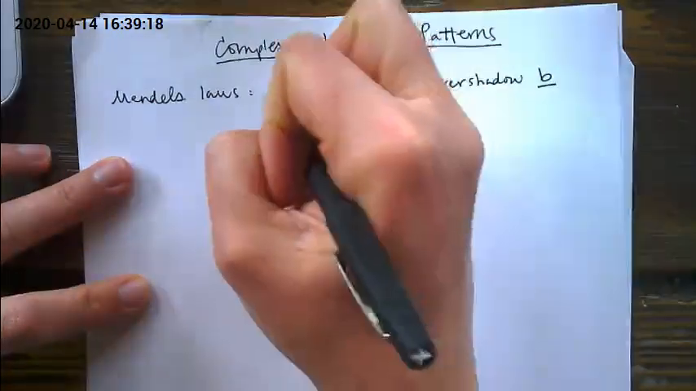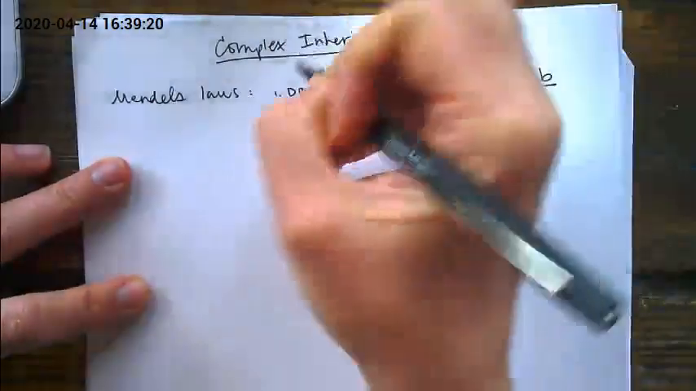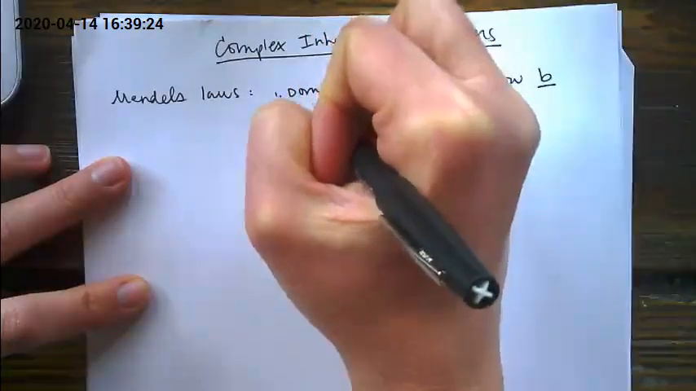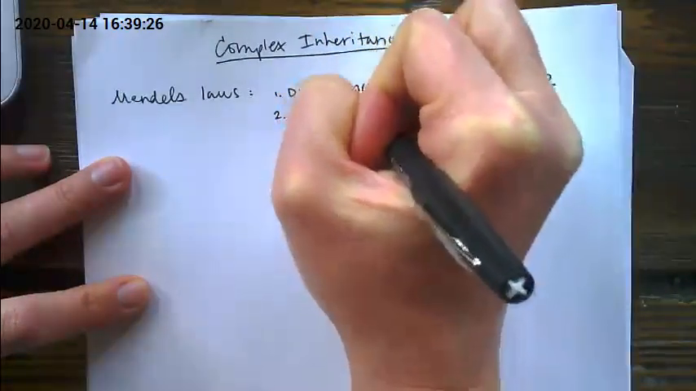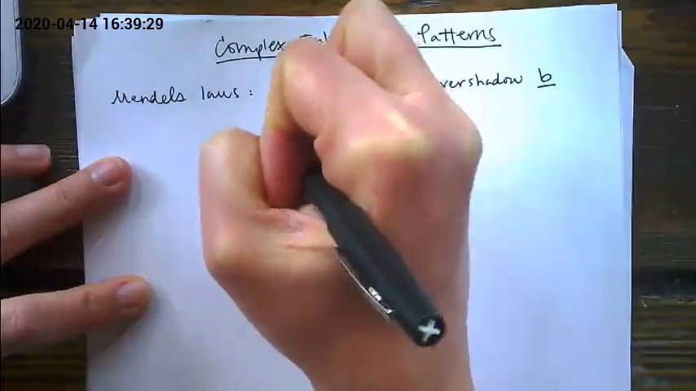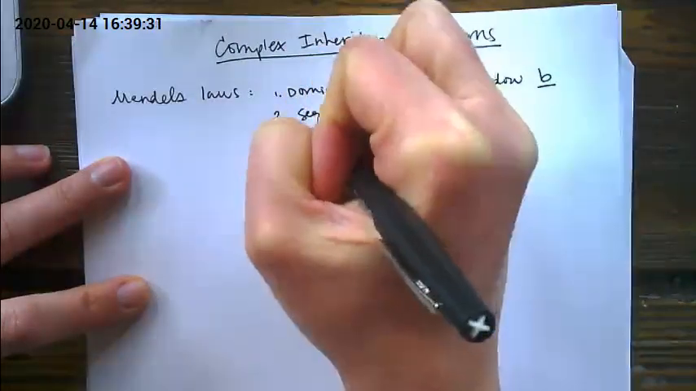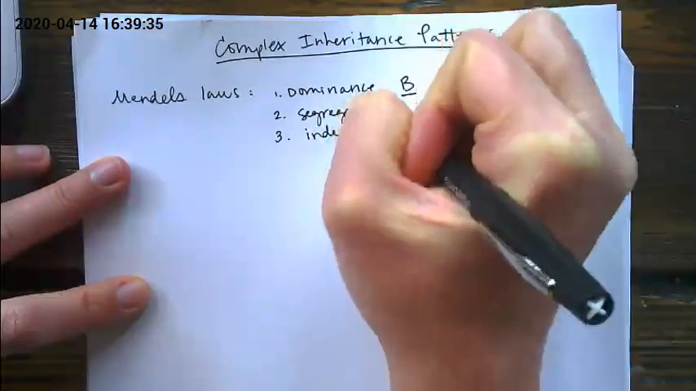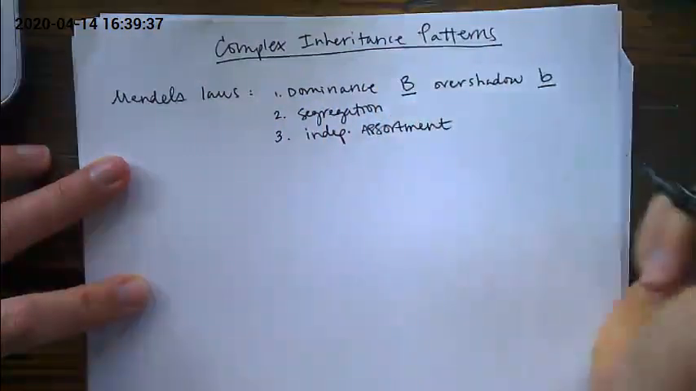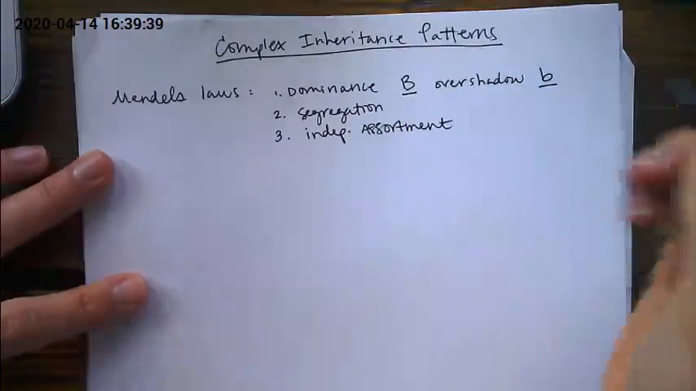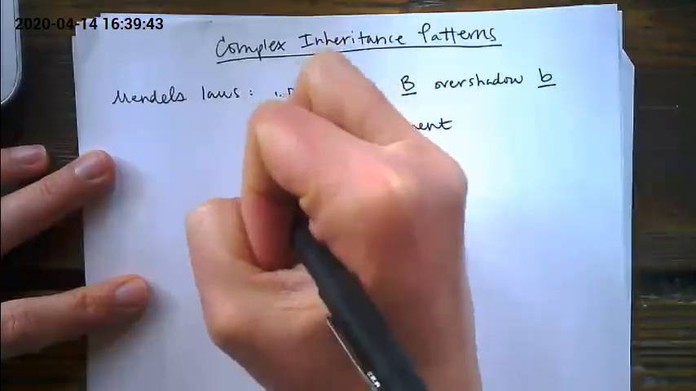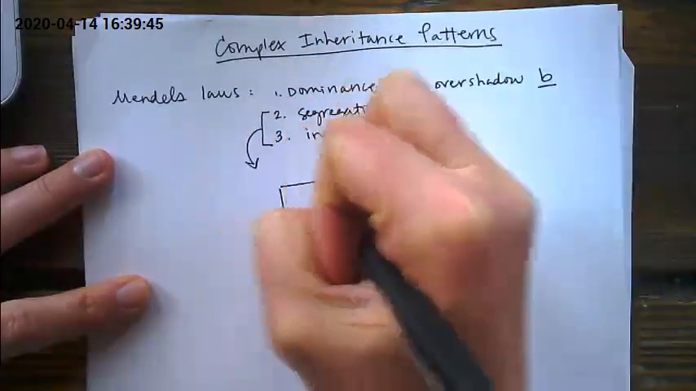There's also the law of segregation. And the last one was independent assortment. All right, so for the law of segregation, both of these last two laws are demonstrated in Punnett squares.